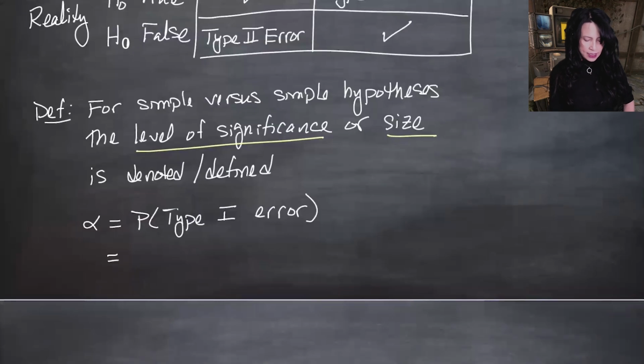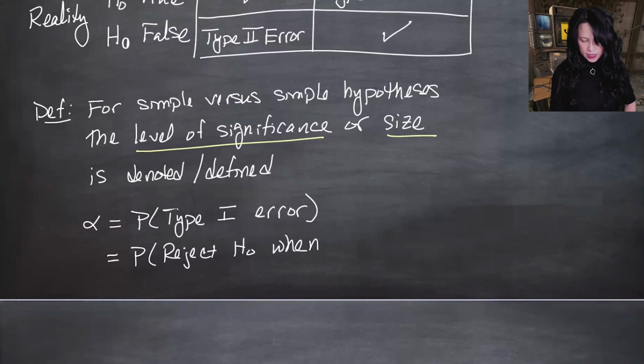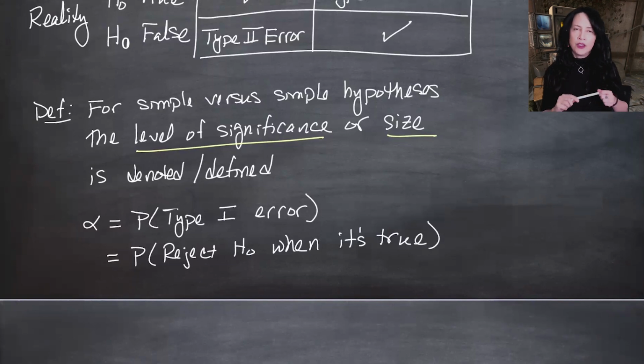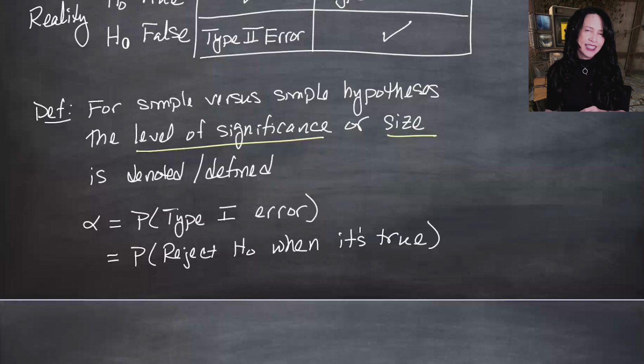So this is the probability of rejecting the null hypothesis when you shouldn't because it's true. And you should say it in that order. You shouldn't say the probability it's true and you reject it because it is either true or false. That's not where the probability is. The probability and the chance of us making a mistake comes in from us actually saying, I'm going to reject it or fail to reject it.